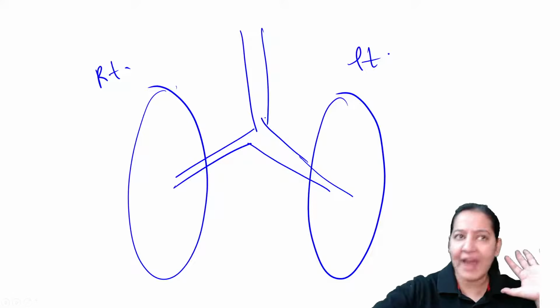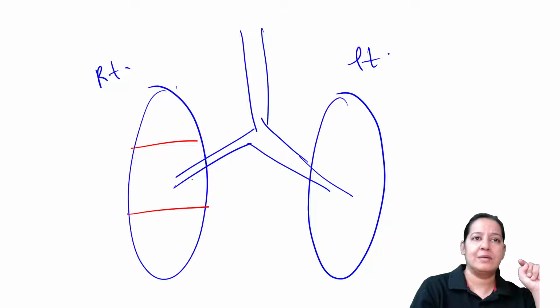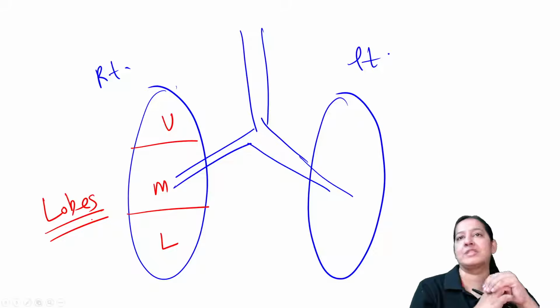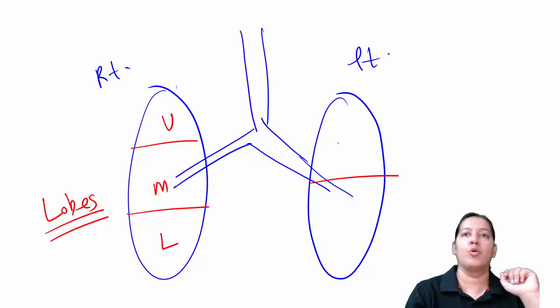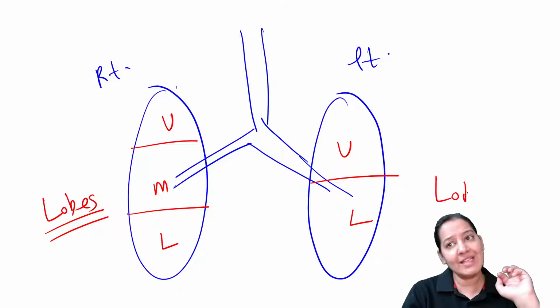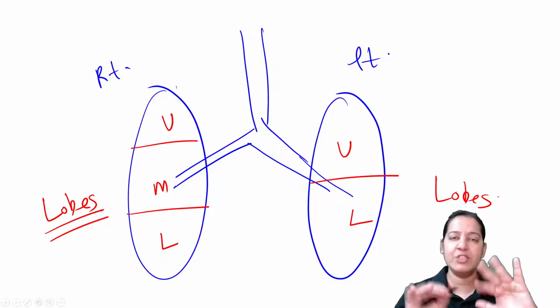Okay. The right lung is divided into three lobes: this is the upper lobe, this is the middle lobe, this is the lower lobe. These are lobes. The left lung is divided into two lobes, upper and lower. In the left there is no middle lobe; it is in the form of the lingula. Again, these are lobes. So I will teach you pneumonia.